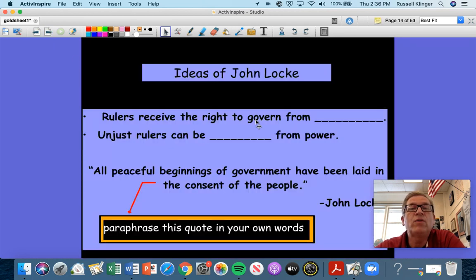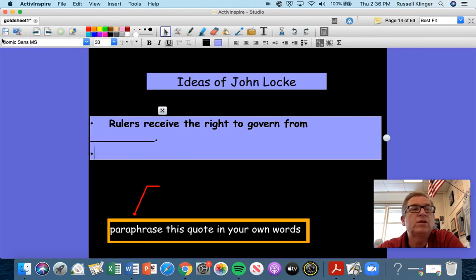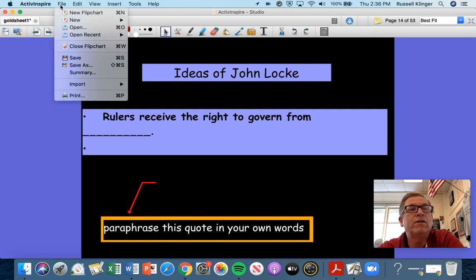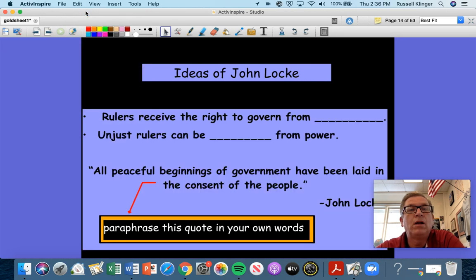Rulers receive their right to govern from, he would say, God, their natural rights. And he would say, unjust rulers can be removed from power, right? In fact, they should be removed from power if they're unjust to the people that they're supposed to serve.